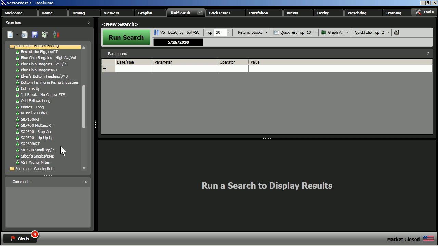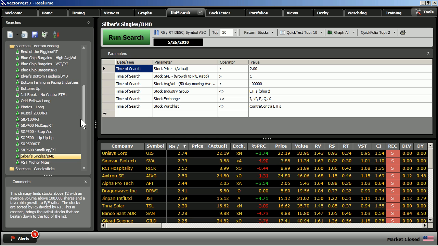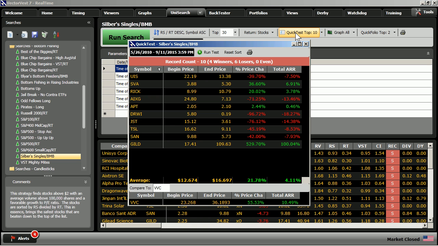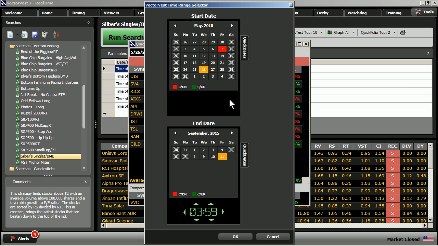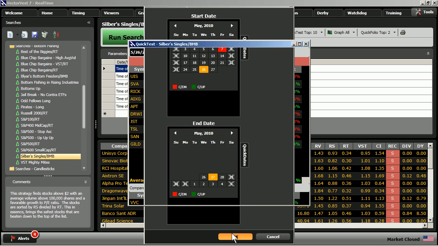So that very first search on that evening of May 26th was silver singles. I'll double click on that search. It brings up the search. The sort here is relative safety divided by RT. It's a common theme. We're looking for stocks with low relative timing indicators, again having that ability to explode from a bottom. Next, I'm going to hit quick test, and let's take a look at how those stocks would have performed day over day based on the information we had in hand.